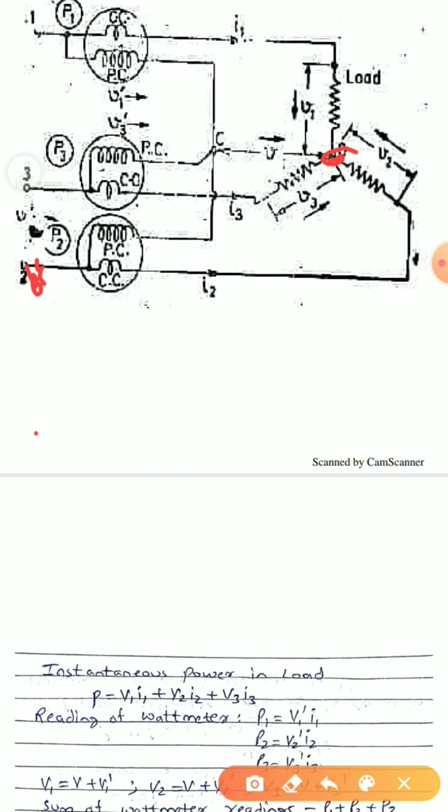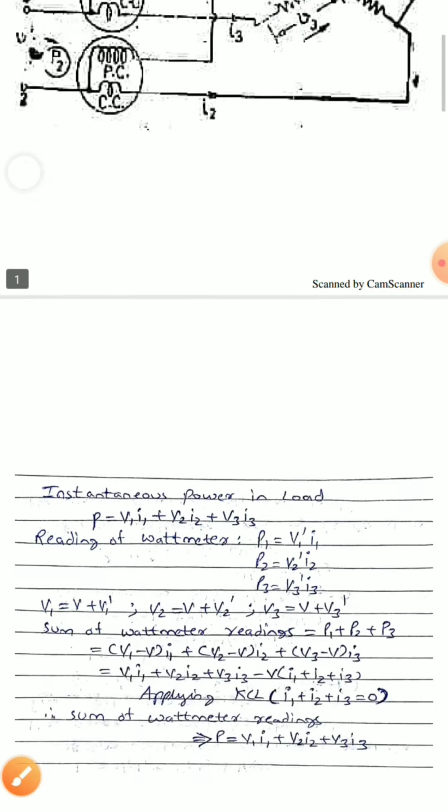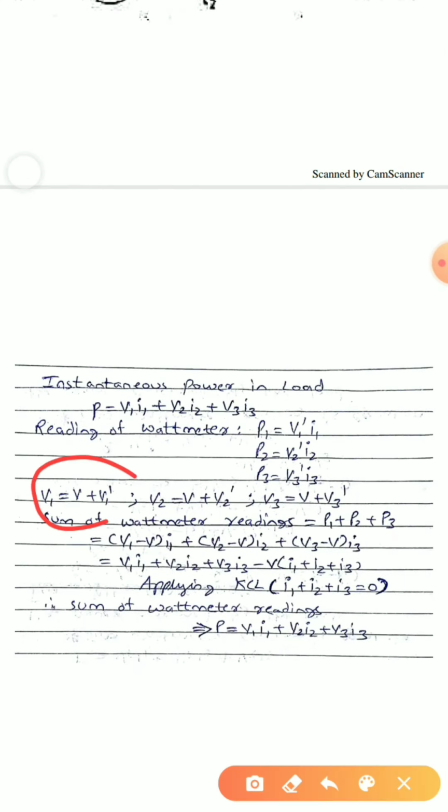Now we know that V1 is the voltage drop between this point and this point. This is the voltage drop, that is V2. Now how do I get V2? V2 is nothing but V2 dash plus V. Why V? Because between here and here a potential drop of V is present. So V1 is V plus V1 dash, V2 is V plus V2 dash, V3 is V plus V3 dash.